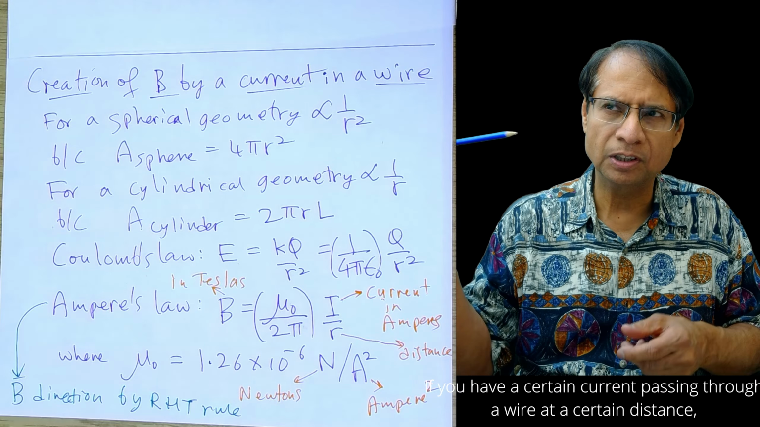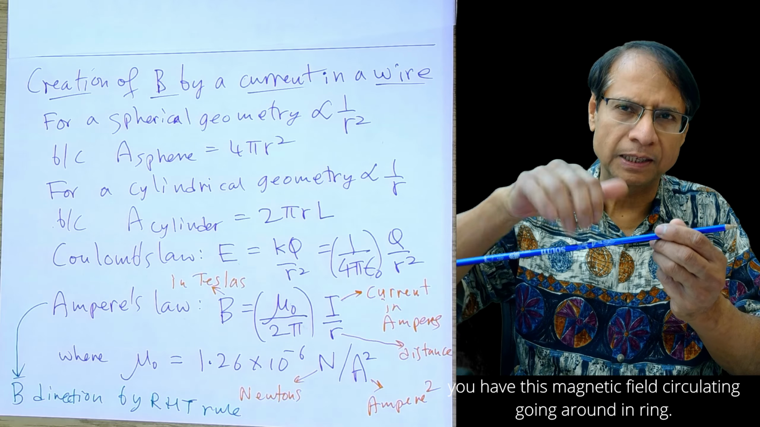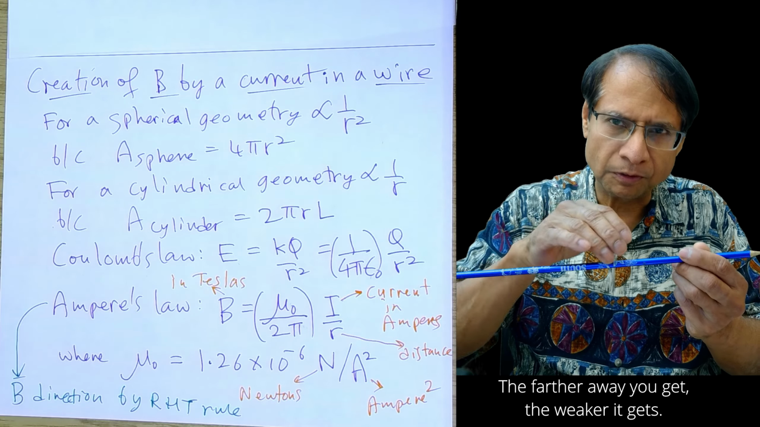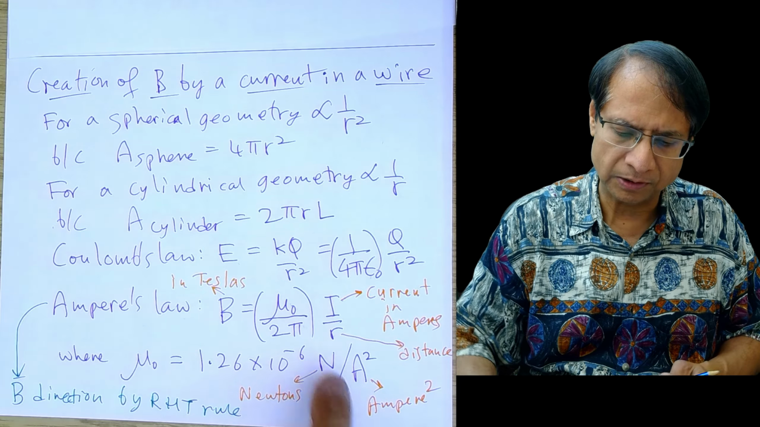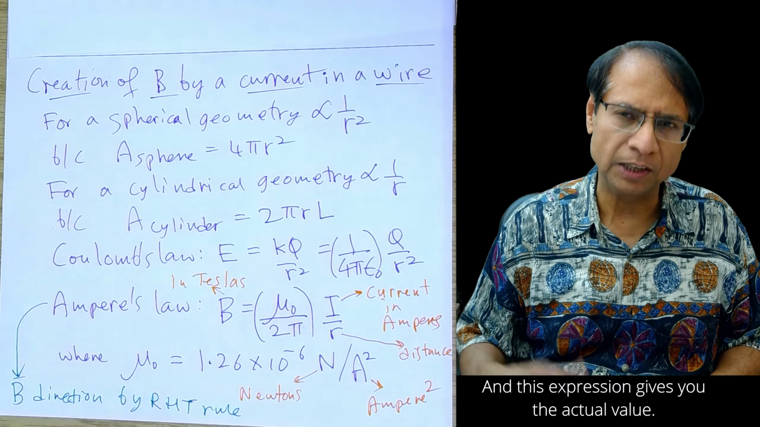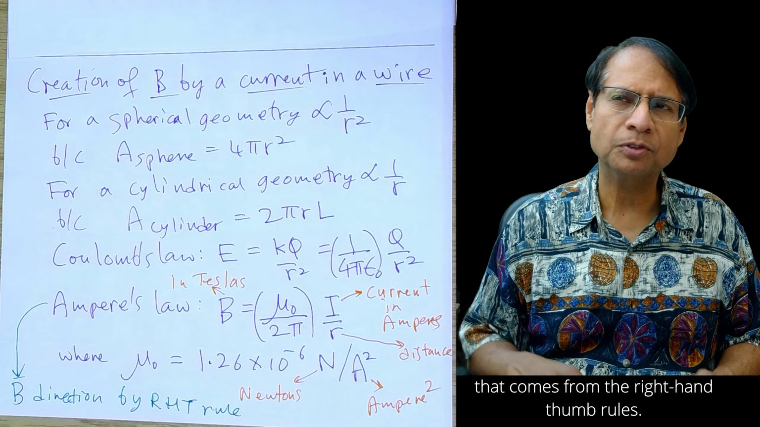If you have a certain current passing through a wire, at a certain distance you have this magnetic field circulating, going around in rings. How strong is it? The farther away you get, the weaker it gets. It goes as 1 over R. And this expression gives you the actual value. That's the magnitude. As far as the direction is concerned, that comes from the right-hand thumb rule.